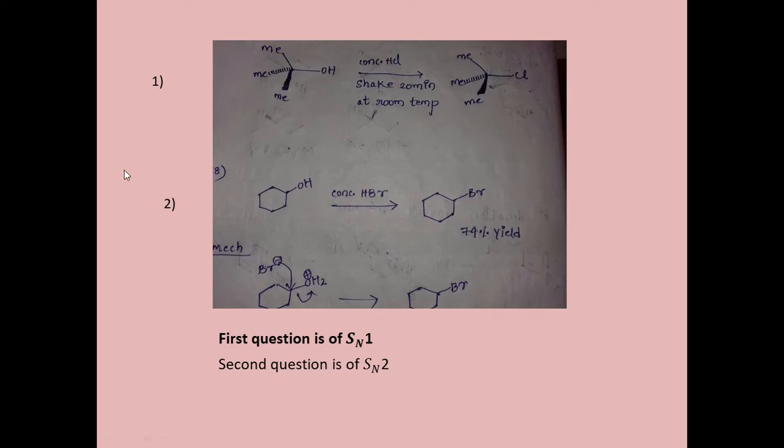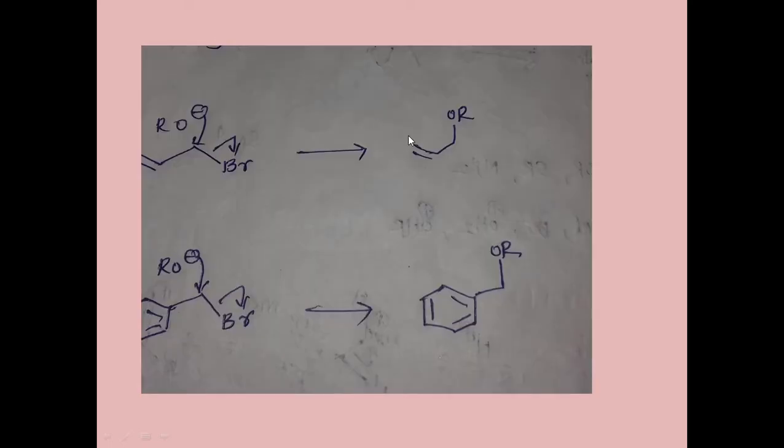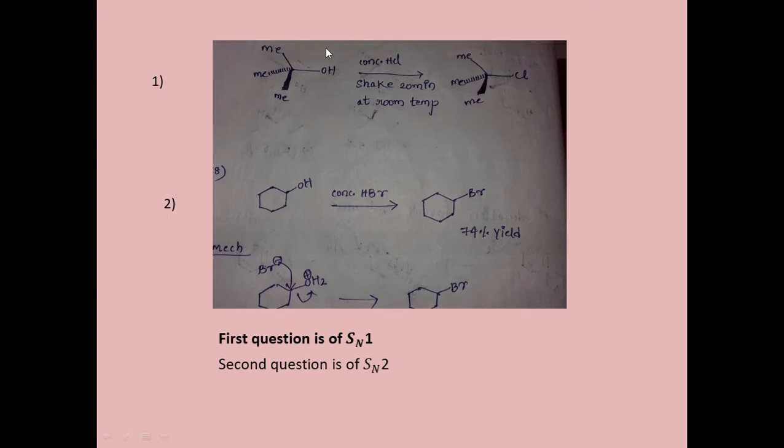This first one is an example of SN1. We have taken concentrated HCl, and here hydrogen will react. The oxygen has a lone pair that will attack, and we will have OH2 that will go as a leaving group, and then there will be a positive charge here, right? And then chlorine will come and attack. You can write its mechanism using the general mechanism from the previous video.